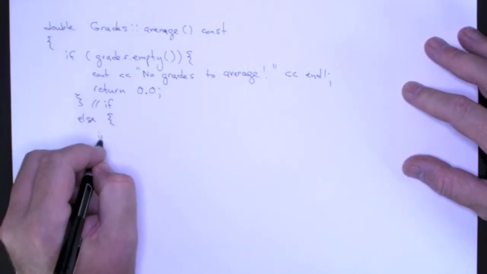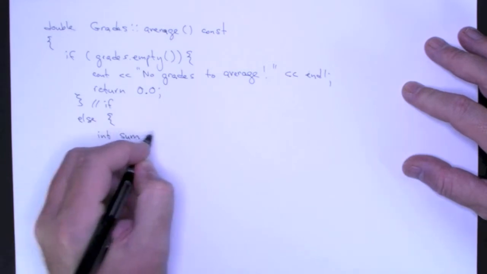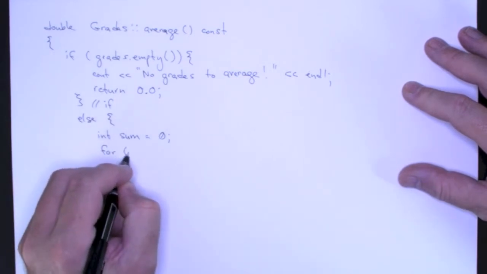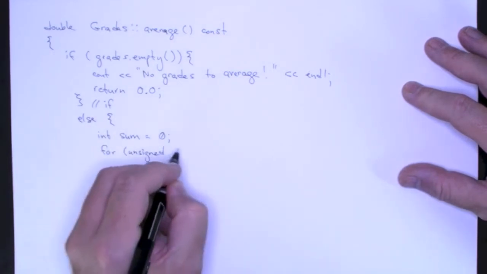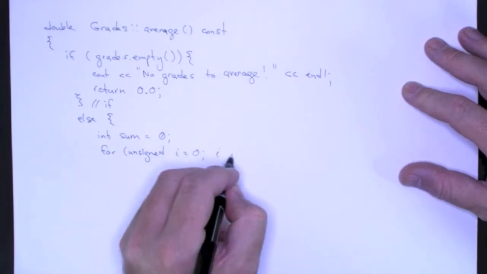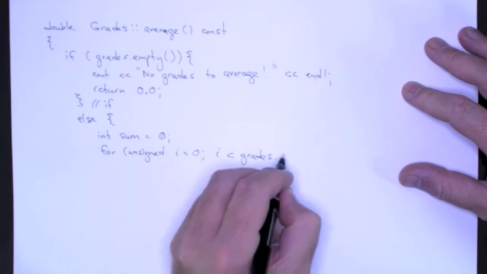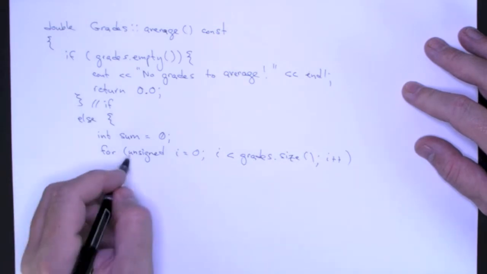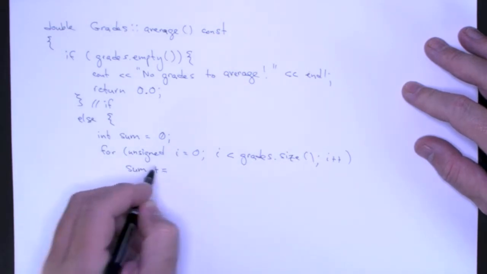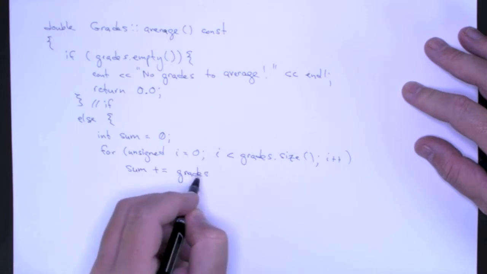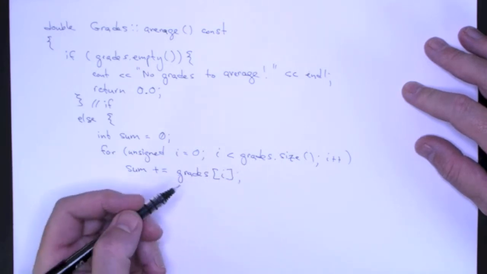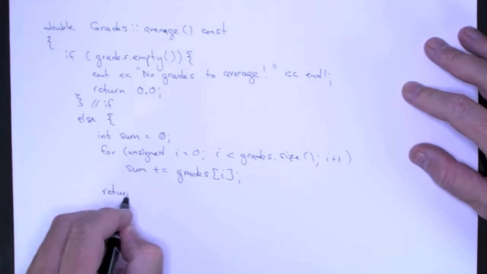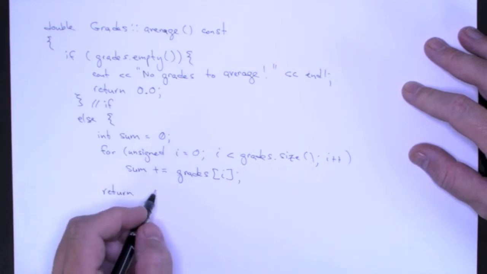So now we have at least one grade. So let's declare a variable for summing the values in the array. And we're going to iterate over all of the elements of the array one by one. And for each one, we're going to add it to the sum. And when we finish adding them, then we can return the average.